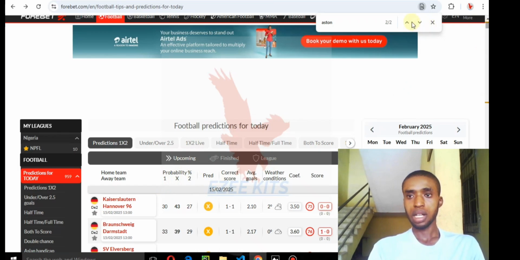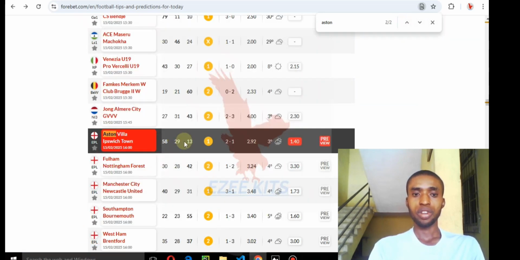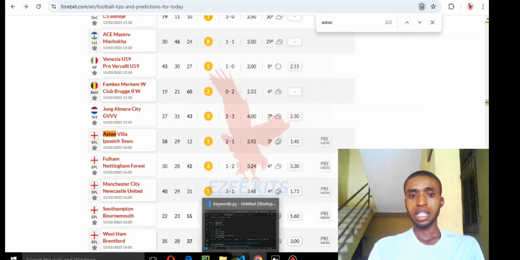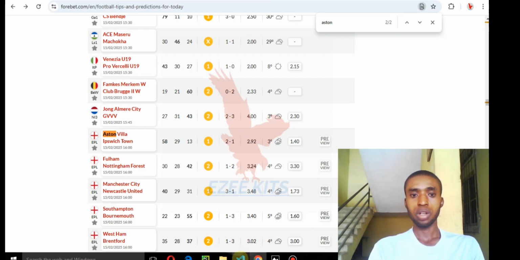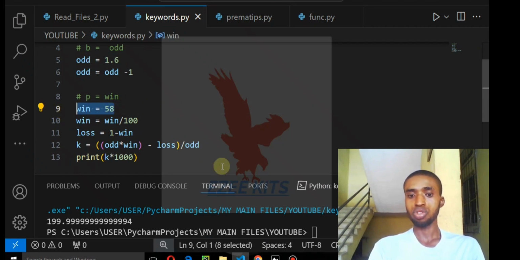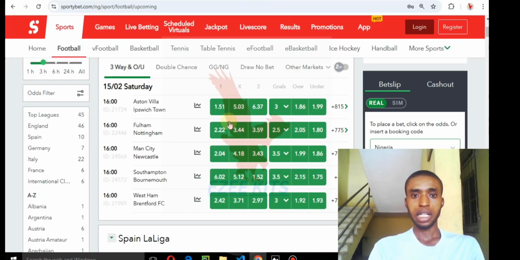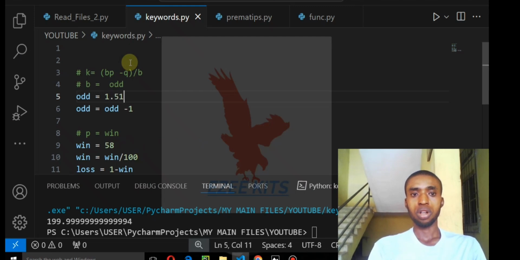So when we went to Aston Villa, let me click here. You can see they provided 58%. So we're going to take this, which is going to be our win probability. We're going to put 58 here, which is the estimated probability that they are going to win. And for this odd right here, we're going to go to our spot here. You can see the odd we provided was 1.51. So they're going to 1.51 odd.